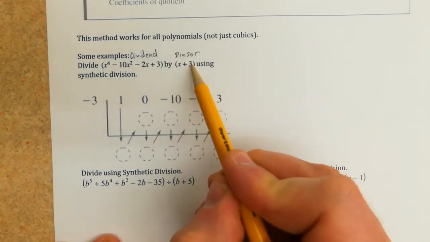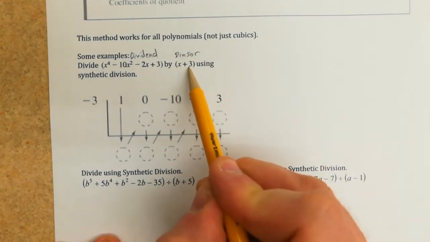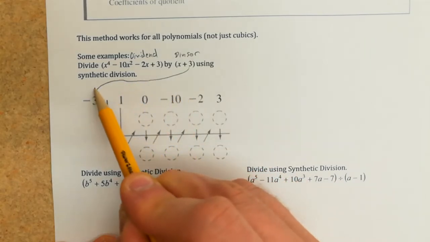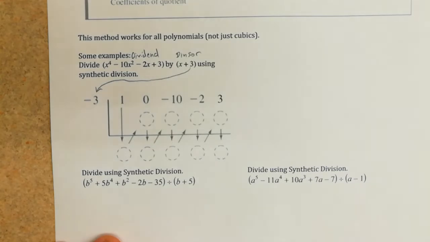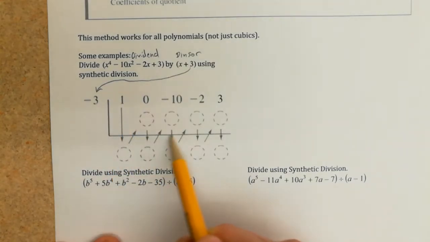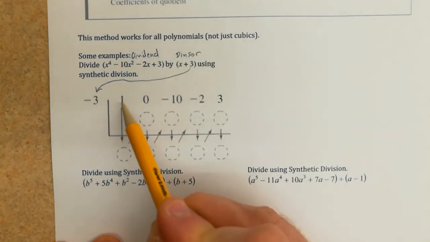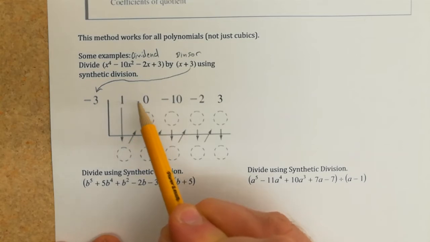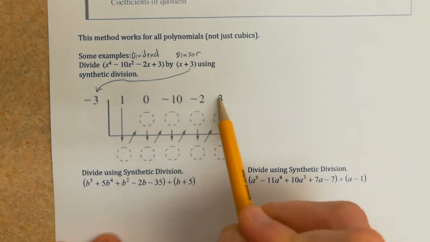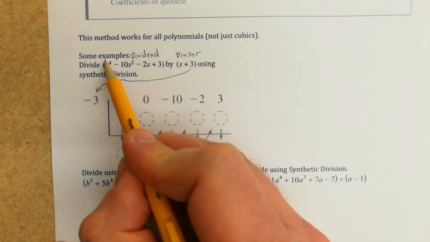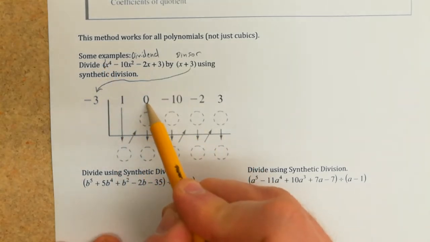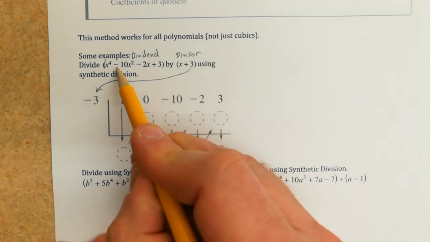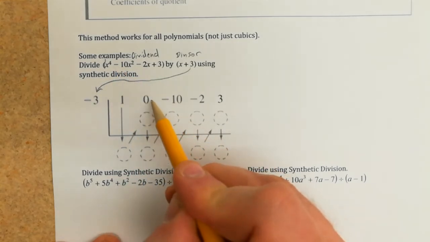You take the constant in the divisor and you change its sign. Okay, so it was a positive 3, it becomes a negative 3 here, and you put it out here. And then you draw this big L shape, and you put the coefficients of your dividend here. For our first coefficient we had 1. Ooh, where's this 0 come from? Well, we're missing an x to the third here, so you do have to put that in.